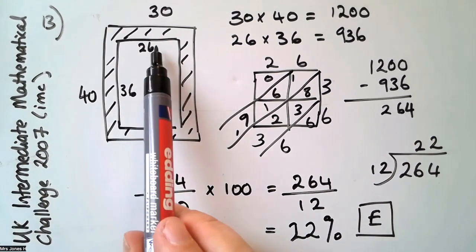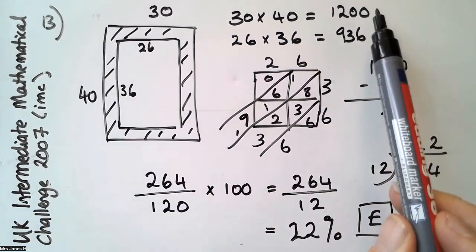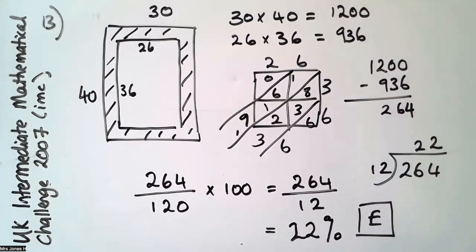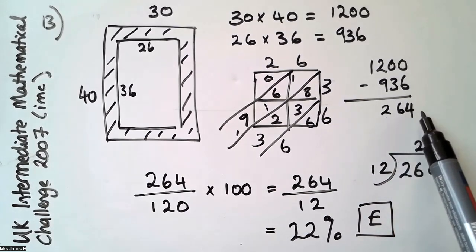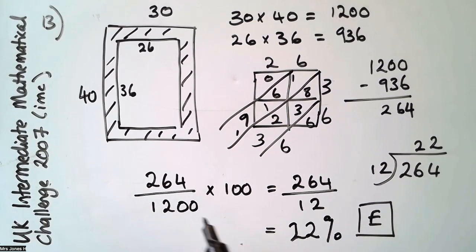So I found the dimensions of the inner rectangle. I found the area for the large rectangle, found the area for the small rectangle. I subtracted them from each other because that is the shaded area. Then I put the shaded area, sorry, there's a 0 missing there, as a fraction of the whole, multiplied by 100 will give me a percentage.